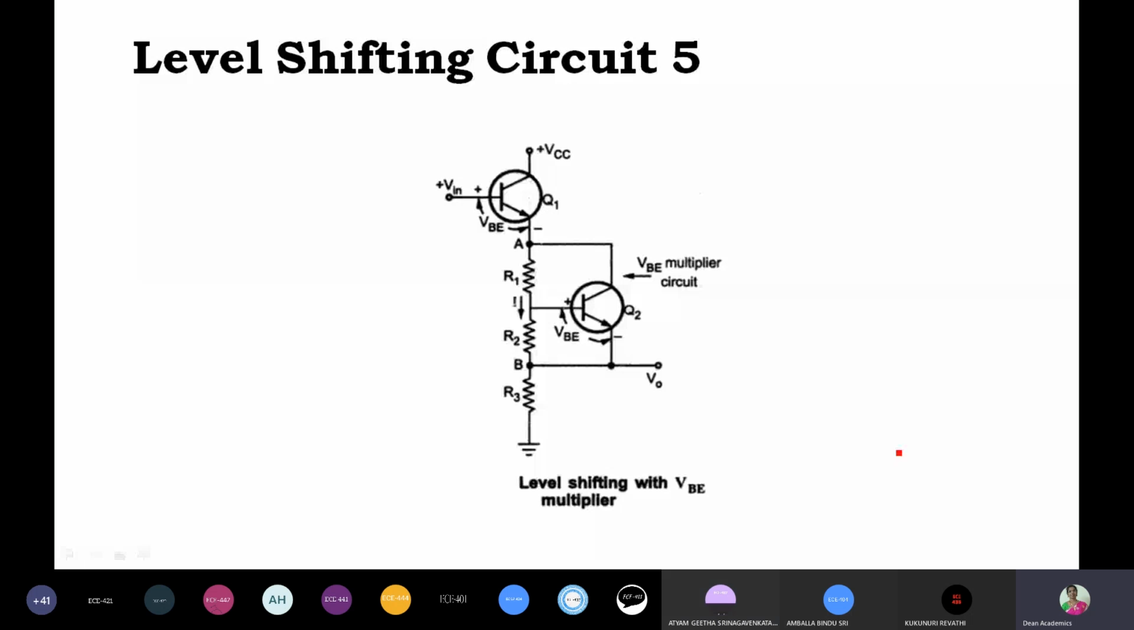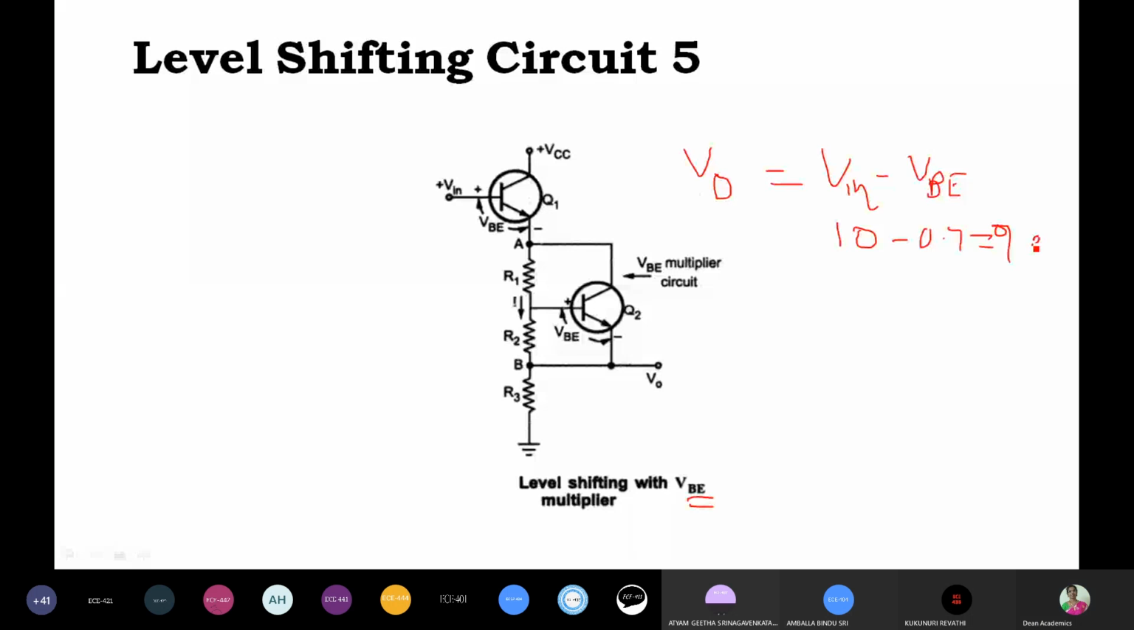The next circuit is, till now what we have done, V naught is equal to Vn minus VBE minus some other parameter, right? So in this circuit, we have made some other arrangement so that VBE becomes multiplied. VBE multiplier circuit it is. That means V naught is equal to Vn minus VBE actually. So in the same example, Vn is 10, VBE is 0.7, so output is equal to 9.3, right?